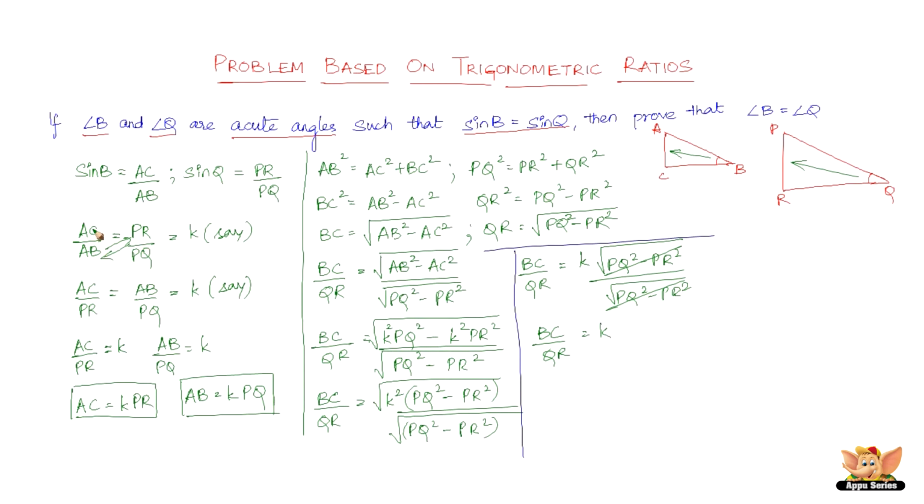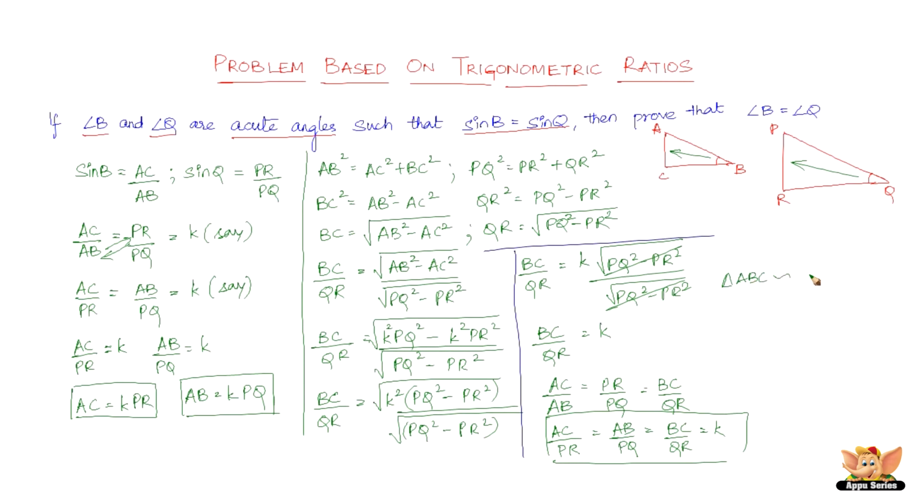Now we can go back here and say that AC by AB is also equal to K, PR by PQ is also equal to K. Therefore, we can write it as AC by AB equal to PR by PQ equal to BC by QR. Or in other words, AC by PR equal to AB by PQ equal to BC by QR equal to K. So this shows that these two triangles are similar triangles. So triangle ABC is similar to triangle PQR.